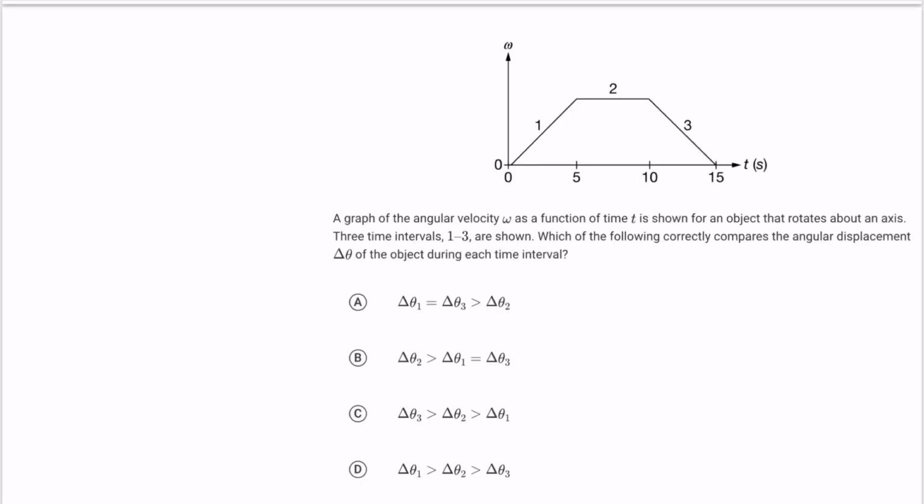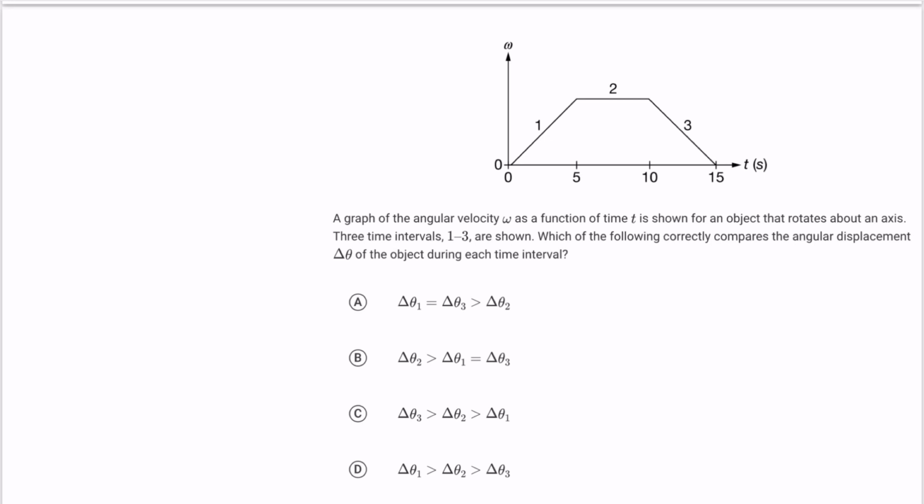So here we have a graph of angular velocity versus time. You just have to keep in mind that this omega sign is angular velocity, since the graphs aren't properly labeled. A graph of the angular velocity omega as a function of time t is shown for an object that rotates about an axis. There are 3 different time intervals, 1, 2, and 3. Which of the following correctly compares the angular displacement delta theta of the object during each time interval?